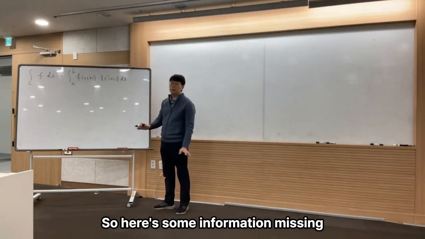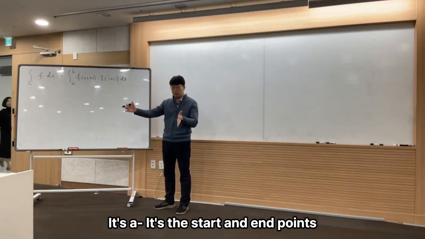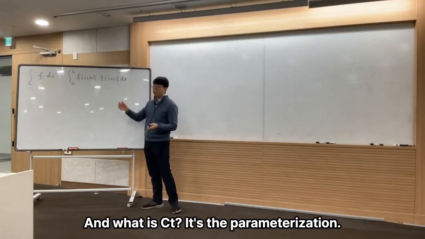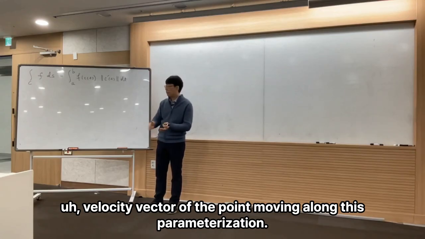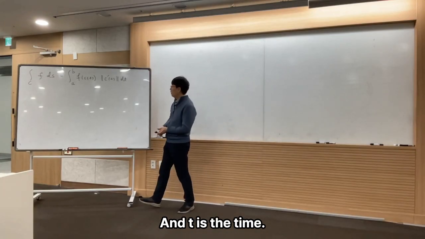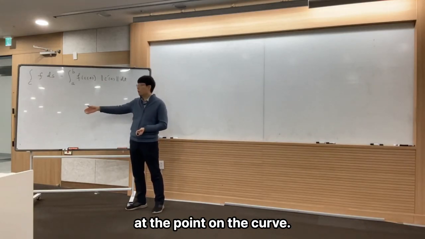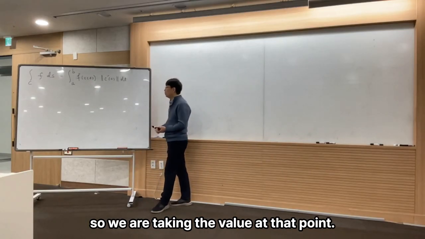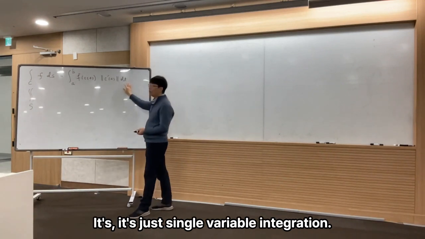Okay. So here's some information missing because where is a, b come from? It's the start and end points of the interval of the parameterization of C. And what is c(t)? It's the parameterization. And what is c prime t? It's the vector, the tangent velocity vector of the point moving along this parameterization. And t is the time. And we're talking about the value of the function at the point on the curve. So at the time t, the point is at c(t), so we are taking the value at that point. So it's clear, it's just single variable integration.